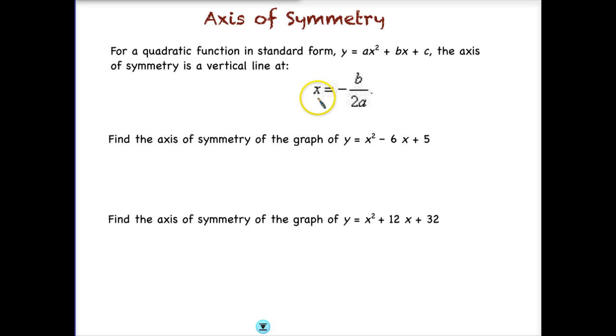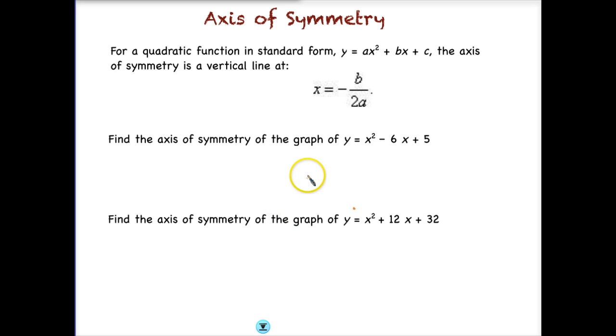But again, remember we said it was the x-coordinate. So the x-coordinate is equal to negative, and then we pull the b value divided by 2 times the a value. So negative b over 2a will get us the equation for the axis of symmetry. So let's practice that. Let's look at these two equations here and let's try that. Find the axis of symmetry of the graph of this quadratic in standard form.